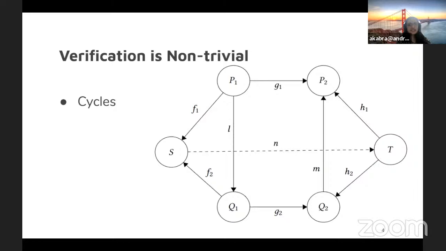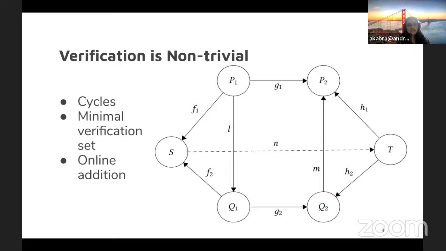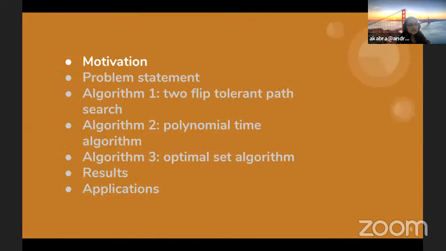There are also some other requirements that we would like our algorithm to fulfill. Actually checking whether functions are equal can be expensive. So we want to check only the smallest number of pairs to be equal. And then also we want to verify in an online fashion and avoid repeating the effort of checking pairs that we have already checked. So that was the motivation. Let me state the problem formally.